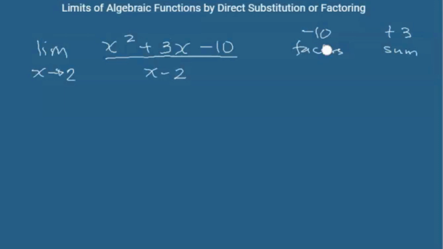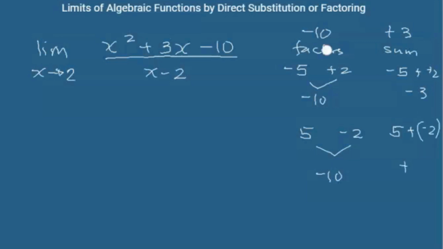So let's try negative 5 and positive 2. So negative 5 times positive 2 is negative 10. Let's see if it will give us a positive 3 as a sum. So negative 5 plus positive 2 is negative 3. So not this one. So let's try 5 and negative 2. 5 times negative 2 is negative 10. Let's try to get the sum of positive 3. So 5 plus negative 2 is positive 3. So therefore, these are our factors.